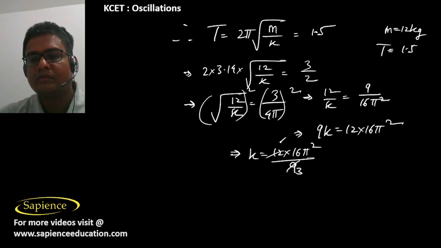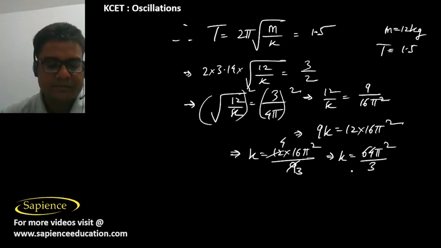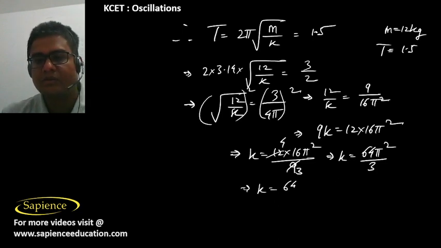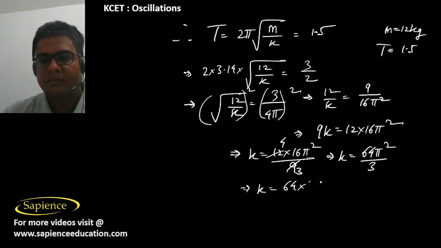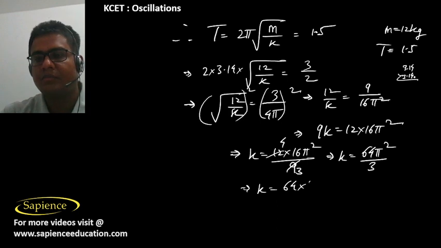So 3 3s are 9, 3 4s are 12. So therefore k will be equal to 16 4s are 64, 64 pi square by 3. Therefore k is equal to 64 into pi square, where pi is 3.14. So 3.14 into 3.14, if I do, will be approximately 9.86.